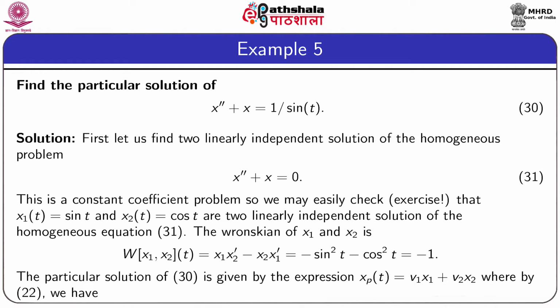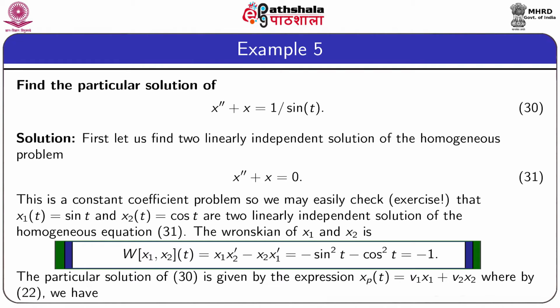In the next example, we will find the particular solution of the differential equation x double dash plus x is equal to 1 by sin t. Let us first find two linearly independent solutions of the homogeneous problem x double dash plus x is equal to 0. We can easily show that the two linearly independent solutions of 31 are given by x 1 t is equal to sin t and x 2 t is equal to cos t. The Wronskian of x 1 and x 2 is given by x 1 x 2 dash minus x 2 x 1 dash, which is equal to minus of sin squared t minus cos squared t, which is equal to minus 1.